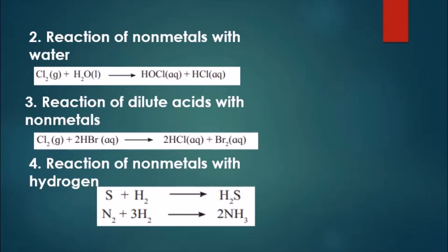Next is the reaction of nonmetals with hydrogen. Nonmetals react with hydrogen, but under certain conditions: they need the proper temperature, and a catalyst should also be used. For example, if we take sulfur and mix it with hydrogen, we get H2S, which is hydrogen sulfide. If you take nitrogen and mix it with hydrogen, we will get ammonia. So these were a few chemical properties of nonmetals.